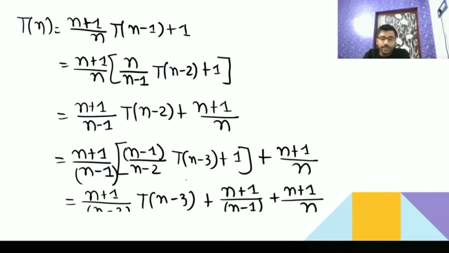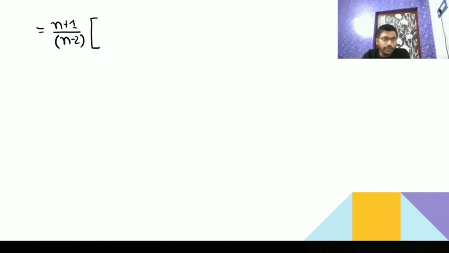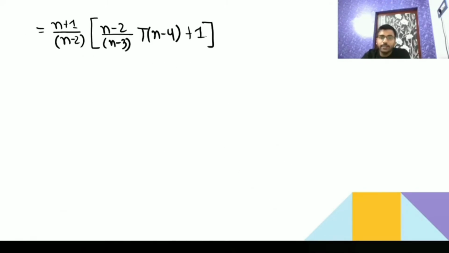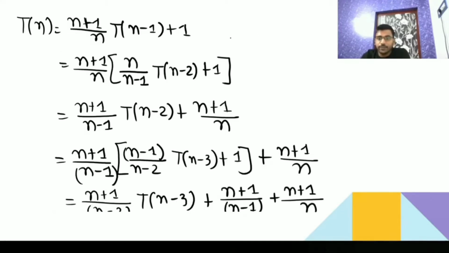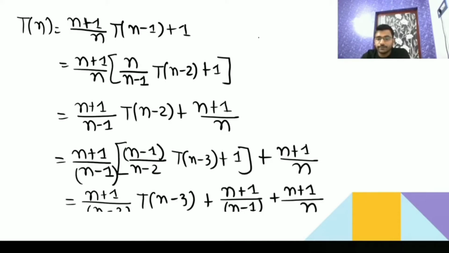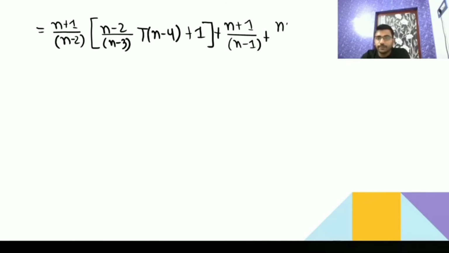So in place of tn minus 3, you substitute the value. It will be (n minus 2) by (n minus 3), then tn minus 4 plus 1. Okay, that you got. Then it is having (n plus 1) by (n minus 1), n minus 1 plus (n plus 1) by n.